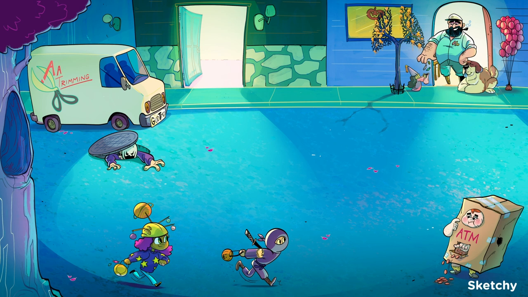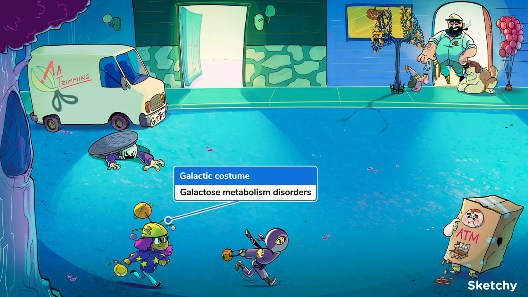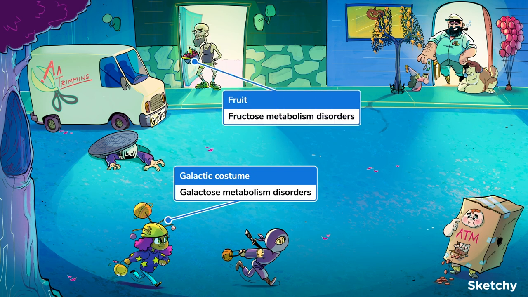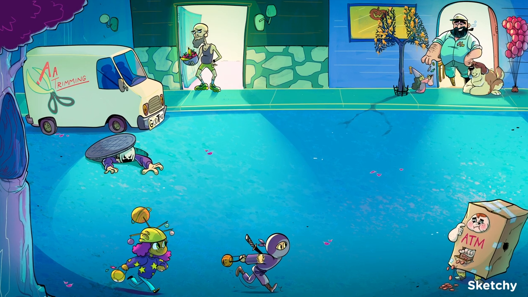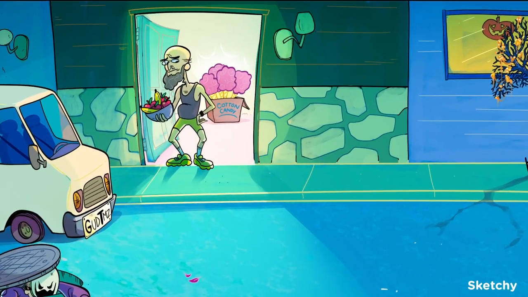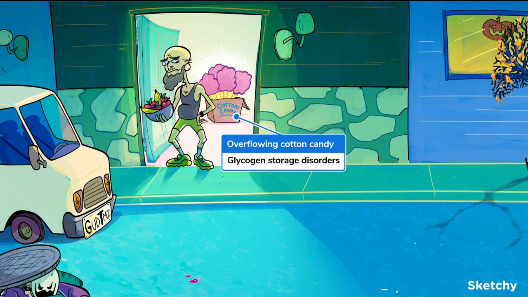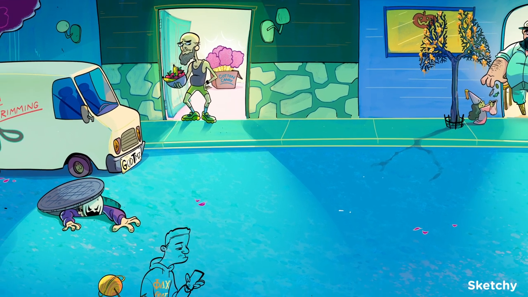Recall that metabolic diseases usually result from an enzyme deficiency. Examples include the disorders of galactose and fructose metabolism. Looks like this neighbor won't win the popularity contest anytime soon. There's also the glycogen storage disorders, represented by this storage box filled with cotton candy. Man, quit hiding all the good stuff.